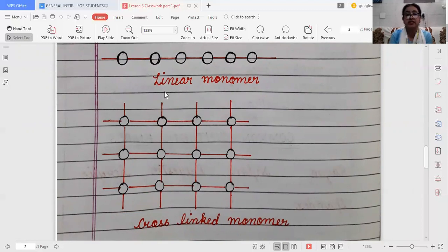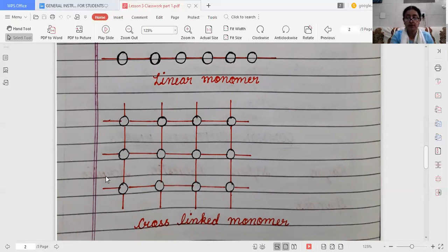Later on, when I will discuss with you the plastics, thermosetting and thermoplastics, at that time again I will tell you, because it is related to that. When the monomers are in one line, it is known as linear arrangement of monomer. But when the monomers are in this way, they are known as cross-linked monomer. This one, you can see they are linked in a crosswise manner. So they are known as cross-linked monomer.